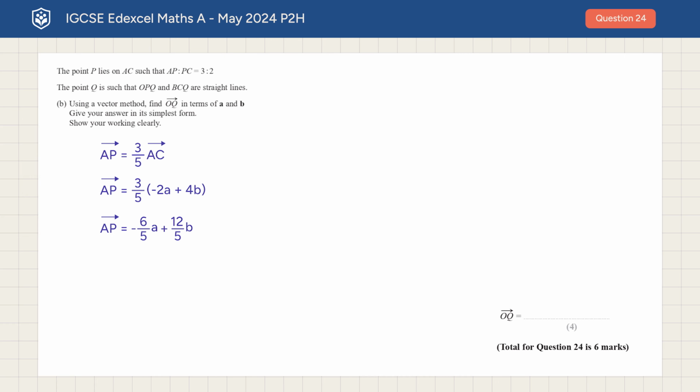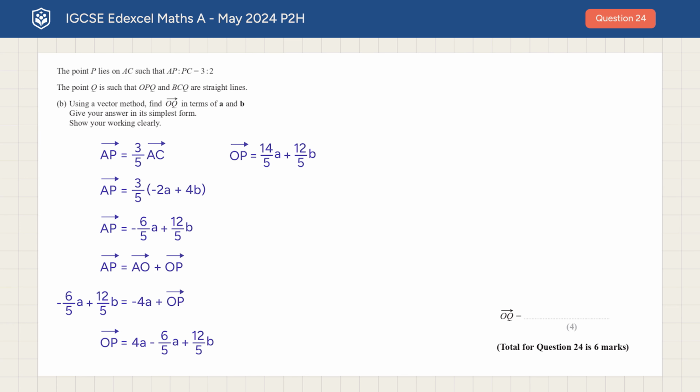Next, we find the vector from the origin to P, which is OP. We do this by going from O to A, then from A to P. Adding these together, we get 4a plus our vector for AP, simplified, OP equals 14/5 a plus 12/5 b. Now, here is the clever part.